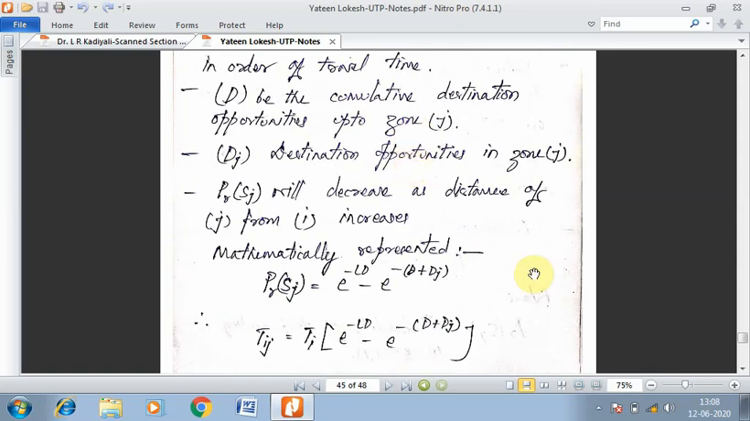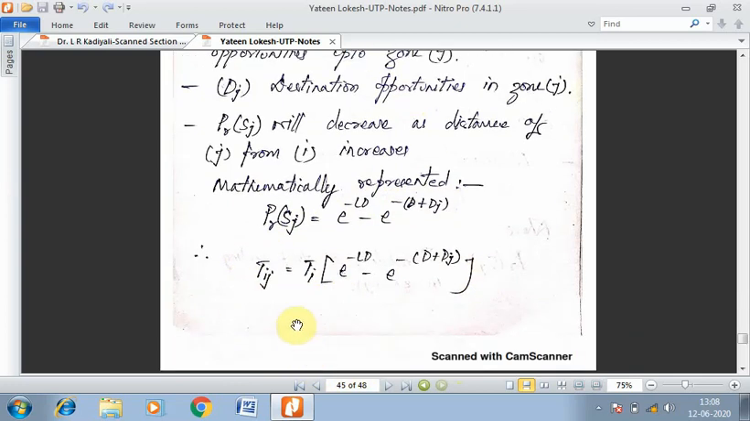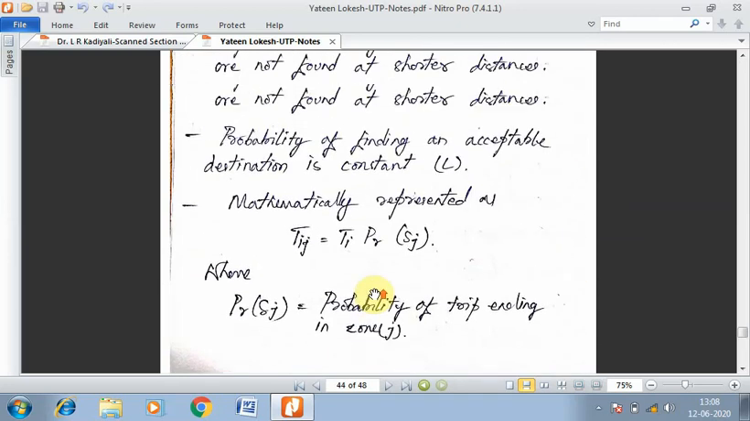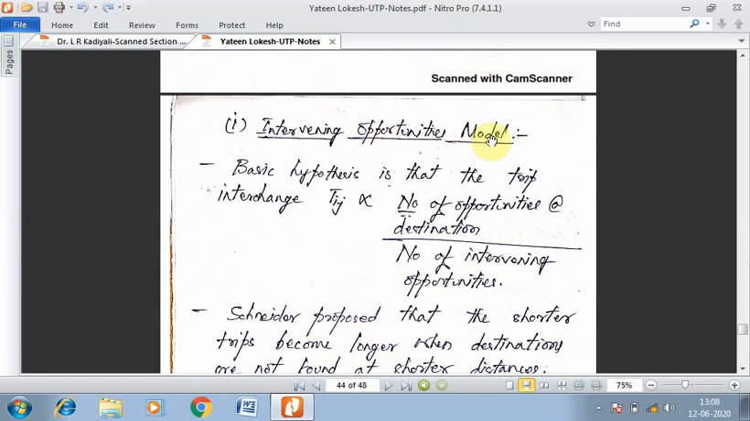Okay, so mathematically it is represented in this form, wherein PRSj is equal to e raised to minus LD minus e raised to minus L(D plus Dj), then Tij would be calculated using this. So in the general form, capital Tij is equal to Ti multiplied by PRSj. That is what it means. So this is the expression which was developed by Schinder about the intervening opportunity model.